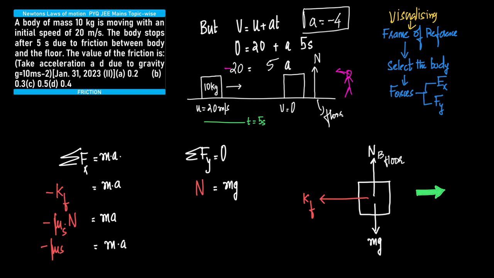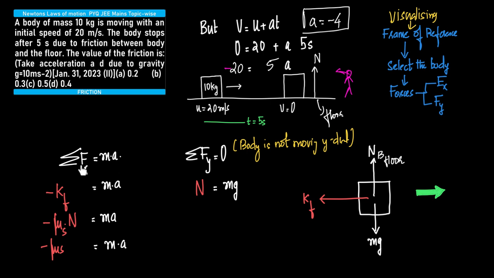Now, if we apply sigma fx and sigma fy, sigma fx is equal to ma and sigma fy is equal to 0. Why? Because the body is not moving in the y direction. Therefore, there is no motion in the y direction, and therefore vy is equal to 0. Therefore, ay is equal to 0, and m into ay is equal to 0, which implies fy is equal to 0. But there is motion in the x direction, and therefore sigma fx should be equal to ma.